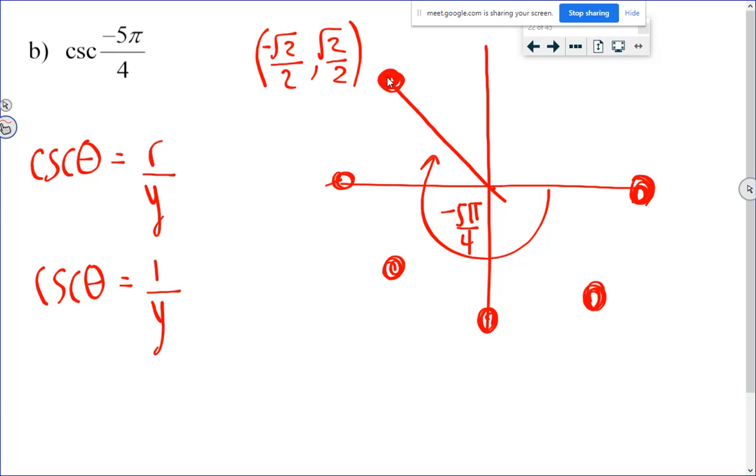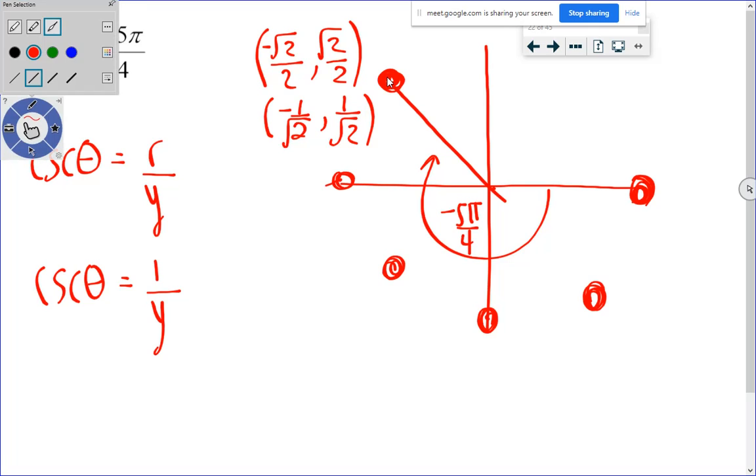Personally, I would go with this version, although it doesn't matter, because if I take the reciprocal of 1 over root 2, this is y, 1 over y is the reciprocal of it, I get a nice number. I get cosecant of negative 5 pi over 4 equals the reciprocal of this number, which is root 2.